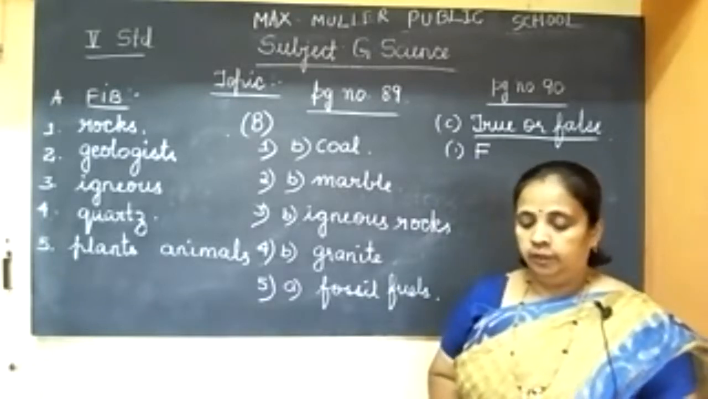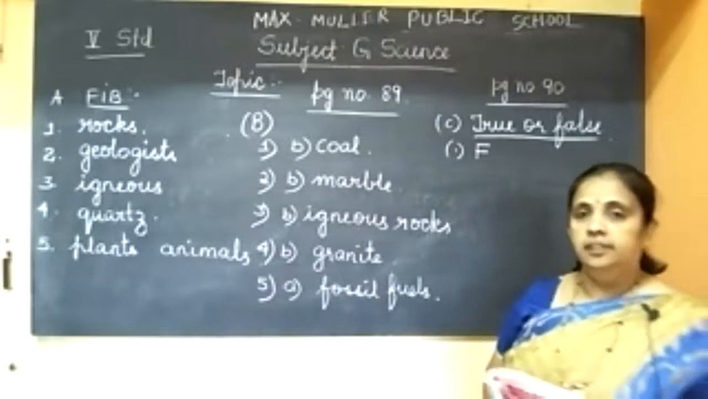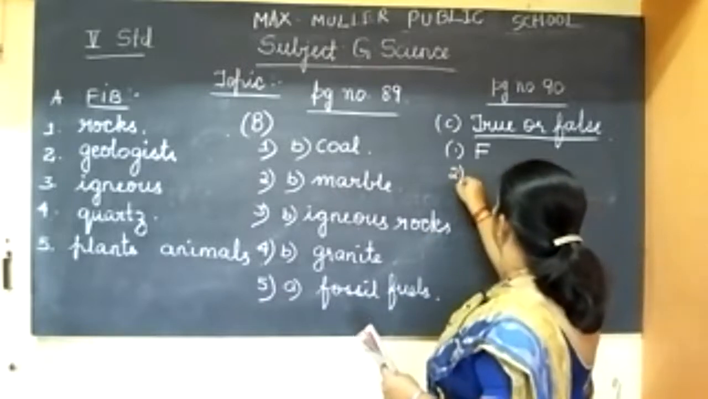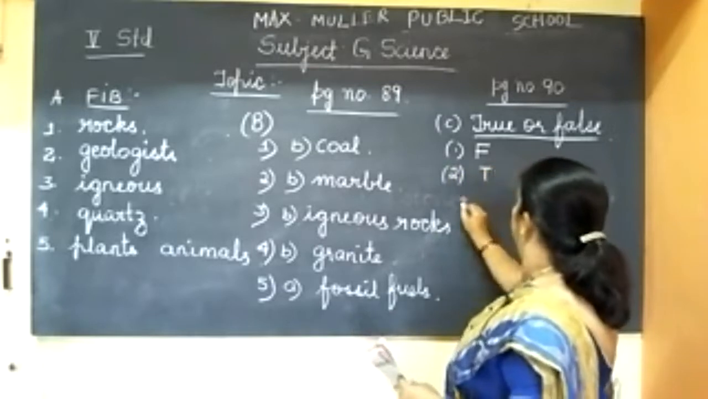Second, the metamorphic rock made from granite is gneiss. So it is true, right? T.